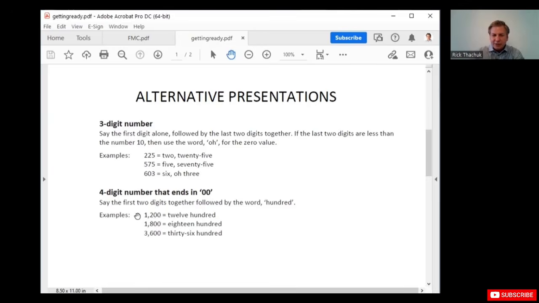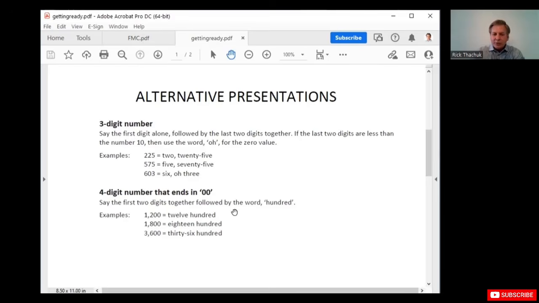So this number here, twelve hundred. And that is the same whether you're talking about a year, like the year twelve hundred, or say the number of pieces that were produced. Twelve hundred pieces were produced. This next number, one thousand eight hundred. Yes, that's correct. But by convention, it's more common to say eighteen hundred. Eighteen hundred. This number, three thousand six hundred. By convention, it's more common to refer to this as thirty-six hundred.